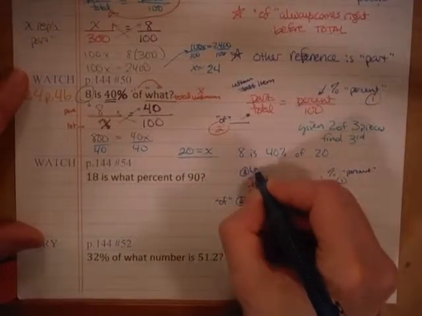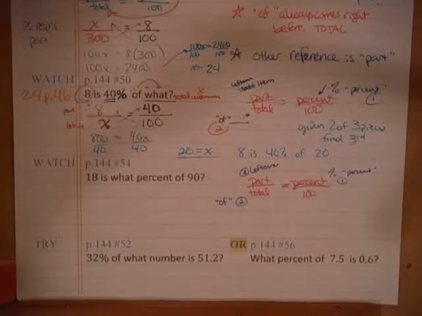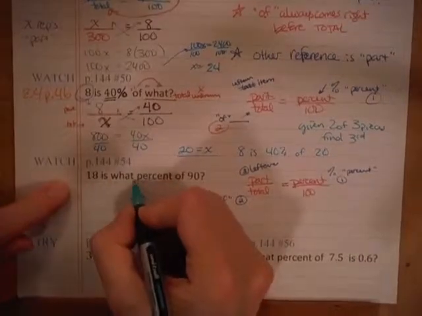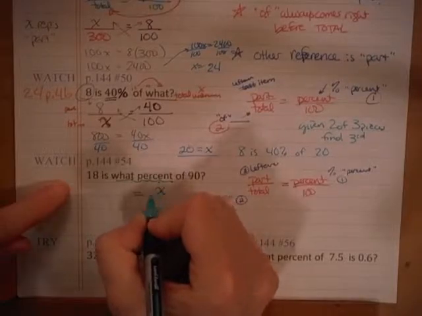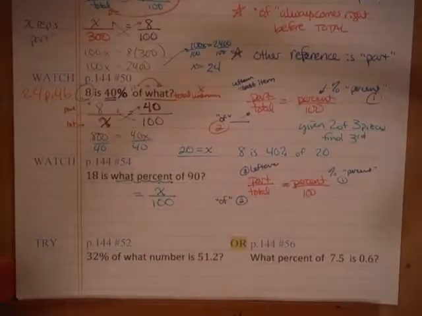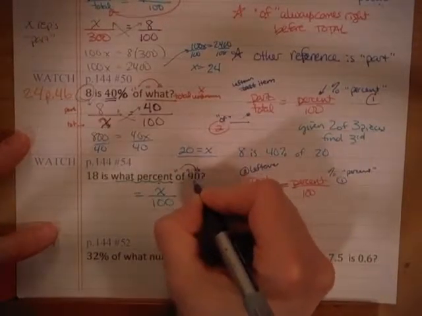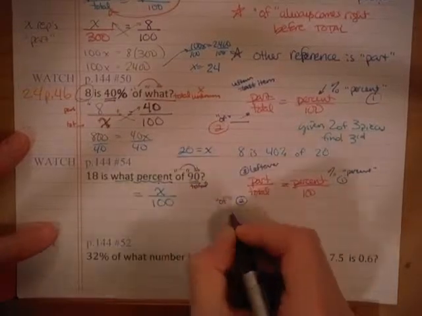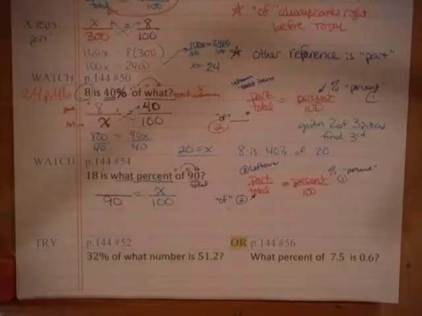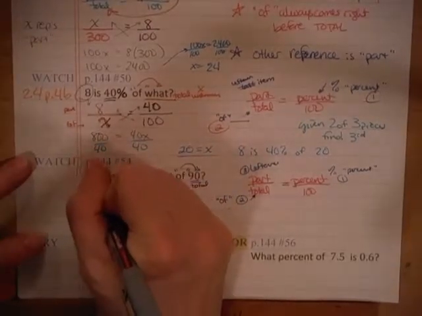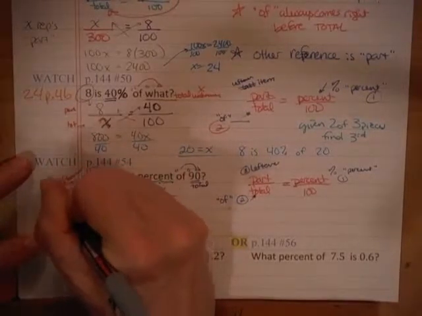And then the third thing will be this leftover item, whether it's a number or the unknown, that'll go in the part spot. So I start here at percent, and this time it's not a sign, it's a word. What percent? I don't know the percent. That's going to be my unknown. X over 100 is my unknown. Then the second thing I look for is the word of. There it is. Of comes right before the number 90. This represents our total. Of always comes before the total. So our total is 90. The leftover piece, this 18, is our leftover, so it becomes our part.